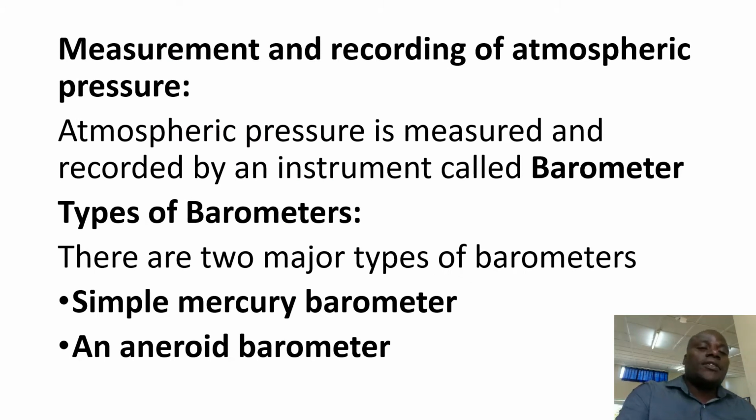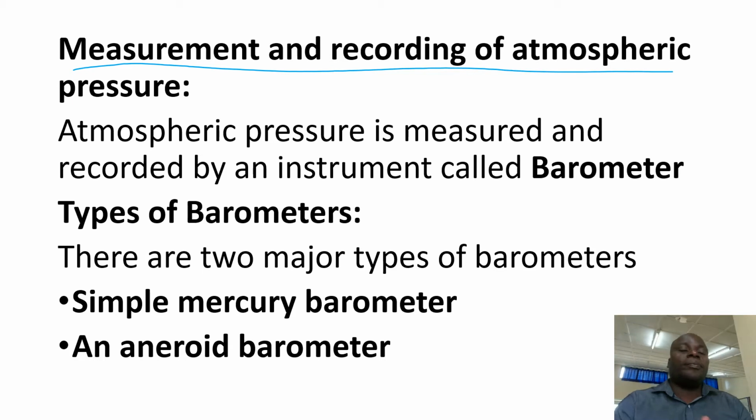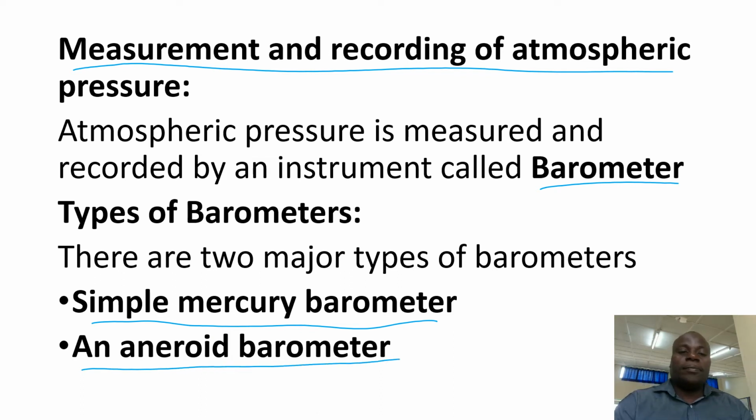How do we measure and record atmospheric pressure? We record atmospheric pressure using an instrument called a barometer. And we have two types of barometers. We have the simple mercury barometer and the aneroid barometer. But the one which is commonly used for measuring and recording atmospheric pressure is the simple mercury barometer. As the name suggests, it is very simple to use.